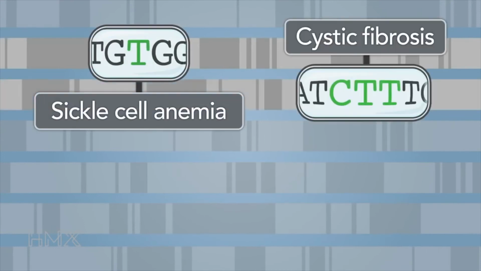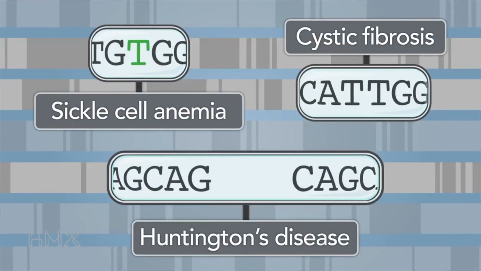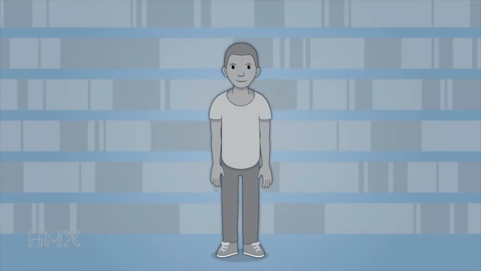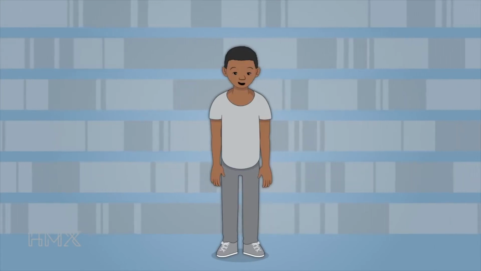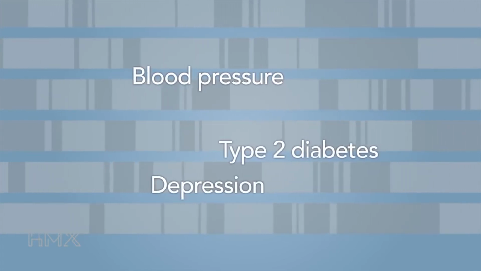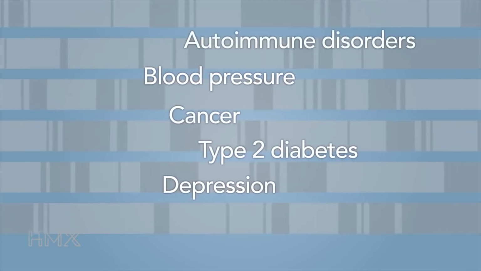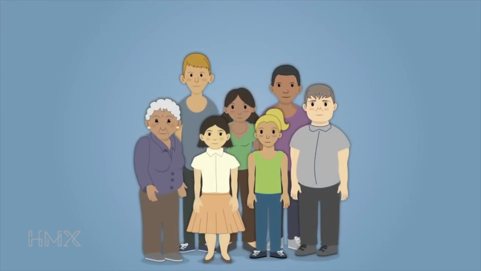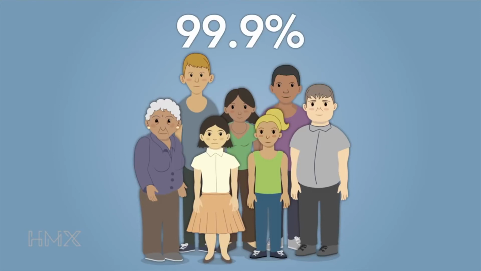Individual genes can also determine if we will develop sickle cell anemia, cystic fibrosis, or Huntington's disease. Multiple genes act together with our environment to determine our hair and skin color, our height, our weight, our blood pressure, and our risk of developing type 2 diabetes, depression, cancer, some autoimmune disorders, and many other conditions. In spite of all these potential differences, humans are 99.9% genetically identical. How is it possible that we are all so similar and yet so different?